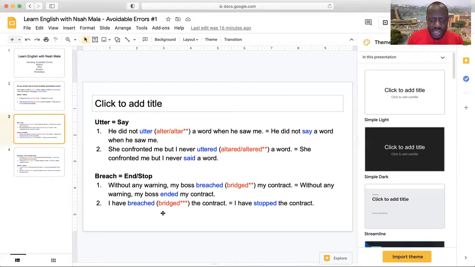You can also use stop, okay? So you can have an example like this one. I have breached the contract. And then once I am doubting these two spellings, and the correct one, of course, is in blue, what do I have to do? Simply, I will use stop. I will say I've stopped the contract. Or I will say I have discontinued the contract. I've ended the contract. And everything is clear. Instead of trying to use breach, and then you don't know how to pronounce it, and you don't know how to write it, and you confuse it with bridge.